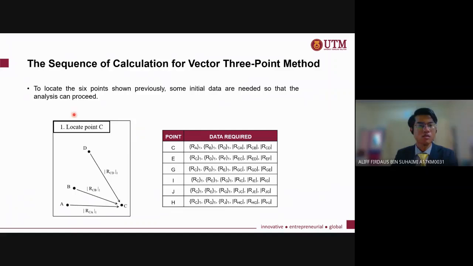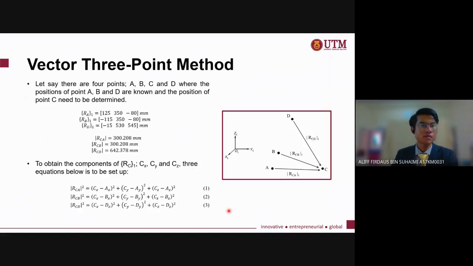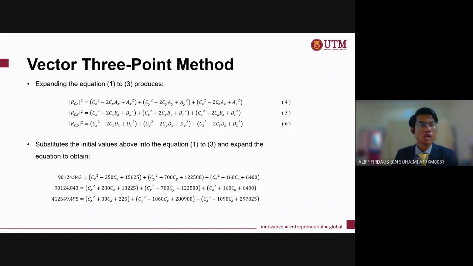For example, to locate the point C, let's say there are 4 points A, B, C, and D, where A, B, D are known, and the position of point C needs to be determined. We know the length of CA, CB, and CD. So to obtain the components of Cx, Cy, and Cz, the three equations below are set up: 1, 2, 3. Then we expand the equations, producing equations 4, 5, and 6, and we substitute the initial values above into equations 1, 2, 3, and expand the equations to obtain this.